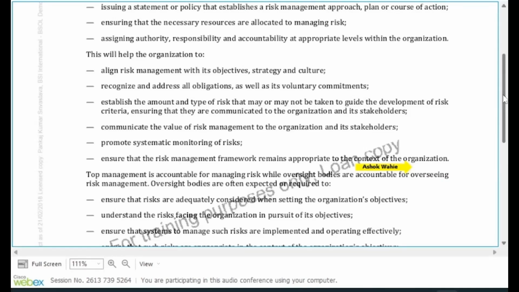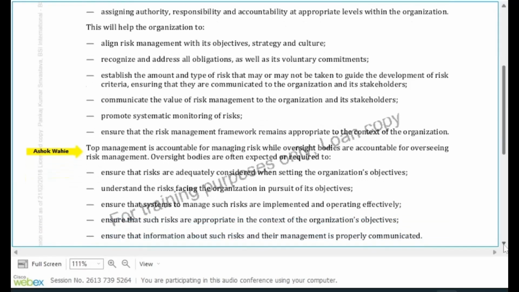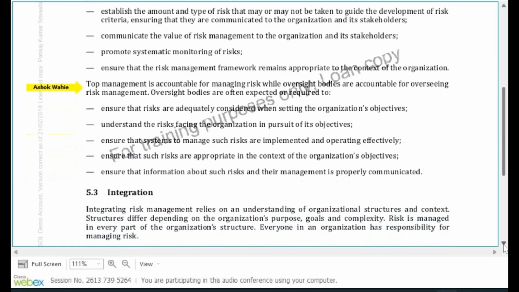Then read the last paragraph. This is very important to understand: the difference between the role of top management and the role of oversight bodies. Oversight bodies are the board of directors, the governance, and top management are the people who are going to execute. You should understand the difference between top management commitment and the board of directors. Take a minute to read this particular paragraph where I'm pointing out. Take 5 minutes to read.